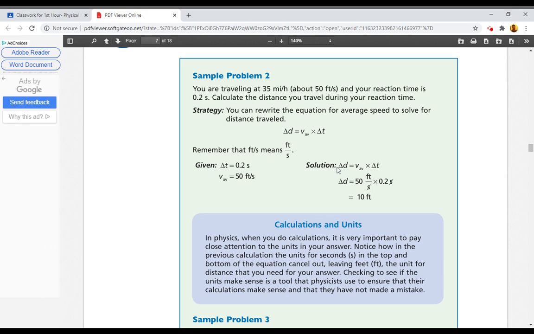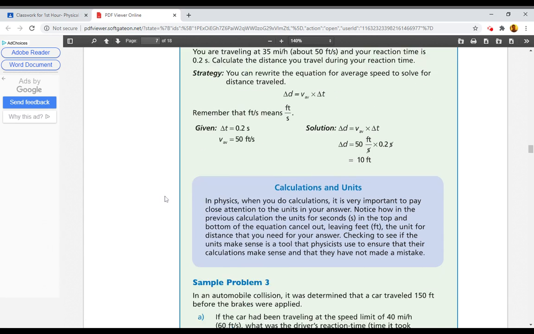So the solution: distance equals speed times time. So the distance is 50 feet times 0.2. When you multiply 50 times 0.2, you get 10. That's 10 feet.